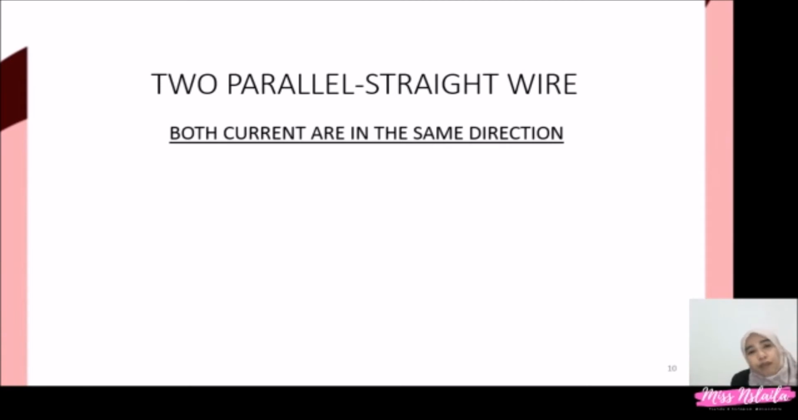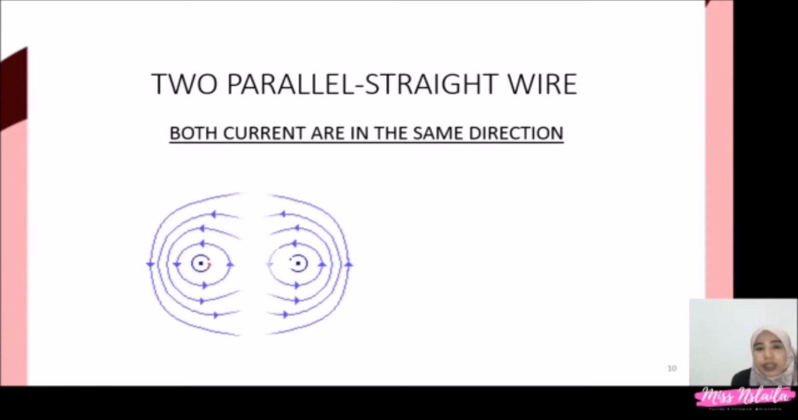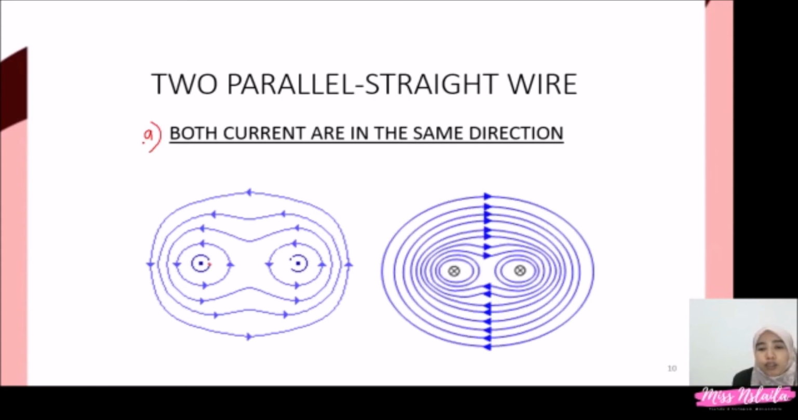Then what if we have two parallel straight wires? It depends. First situation, if both currents are in the same direction. For example like this. We know that if the dot symbol is used, it means the current is out of the page. Let's say this is wire 1, producing current I1, and this is wire 2, producing current I2.